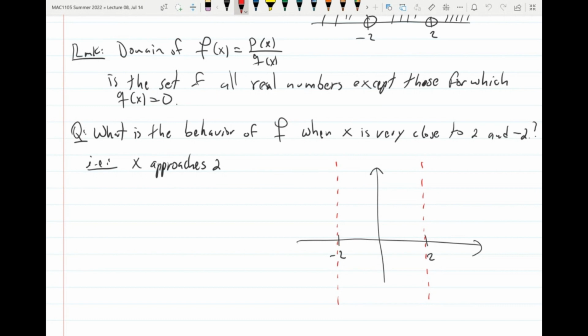So if you want to get close to 2, now you need to tell me how you're getting close to 2. Are you getting close to 2 from this side or from this side? Because there's a wall here that you cannot pass through. You understand what I'm saying? So it's not just getting close to 2. You need to tell me how you're getting close to 2. So x approaches 2 from the right.